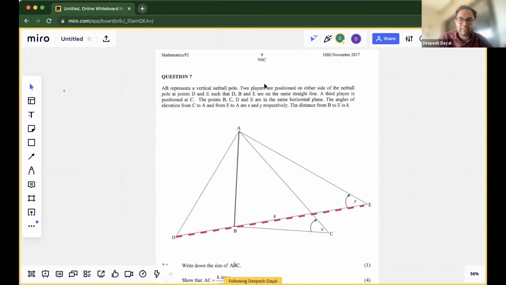Okay, thank you so much, Lasejo. You're back. We're just looking at this question with the 2D, 3D trig.